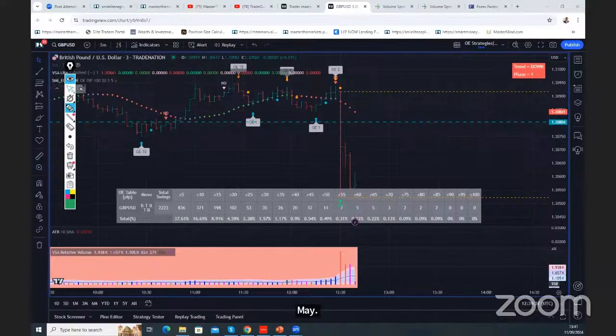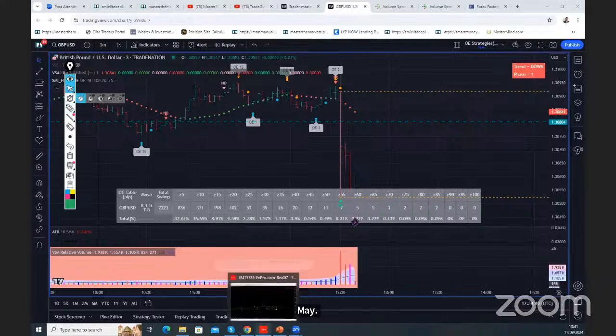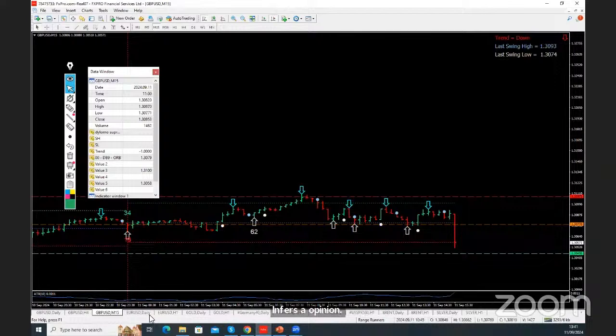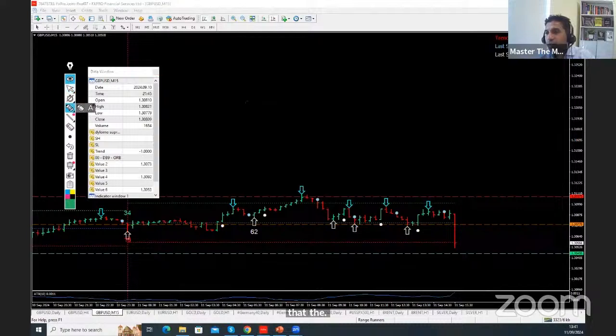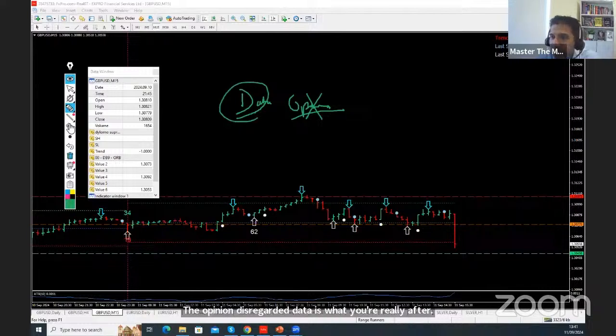So what does that infer? It infers an opinion of the market. Now, we can see, and you and I talked about this yesterday, an interesting fact that he said yesterday, actually, Gavin, which is really in alignment with what you're going to say. You know what he said? When you read news, you've got to separate data from opinion, right? The opinion, disregard it. Data is what you're really after. Over to you.